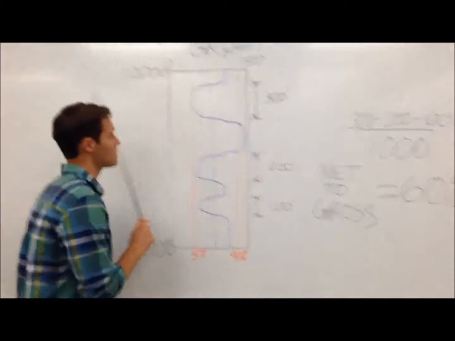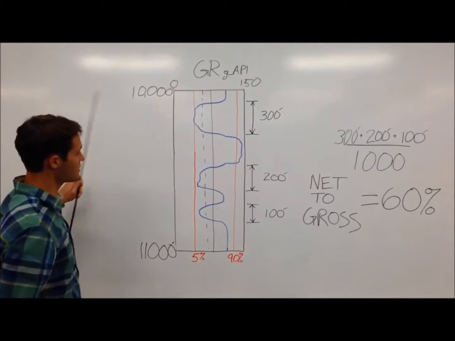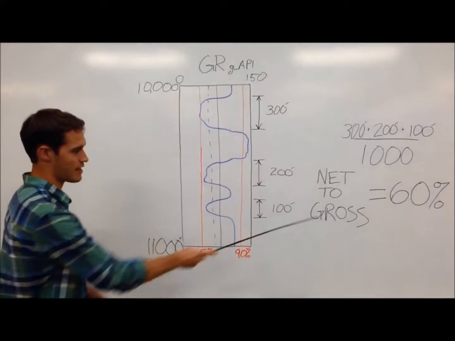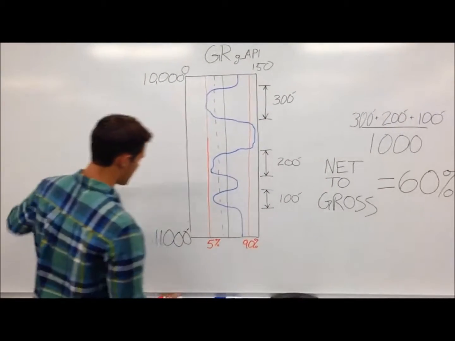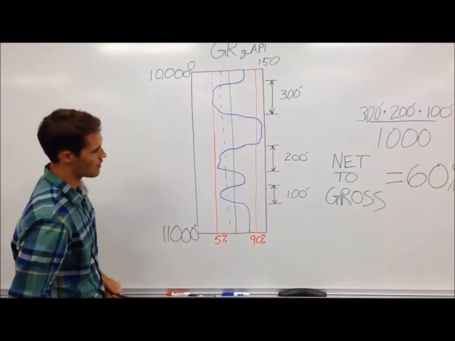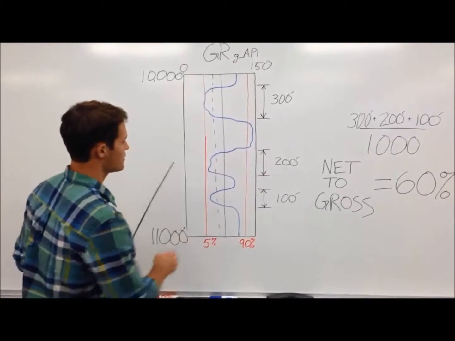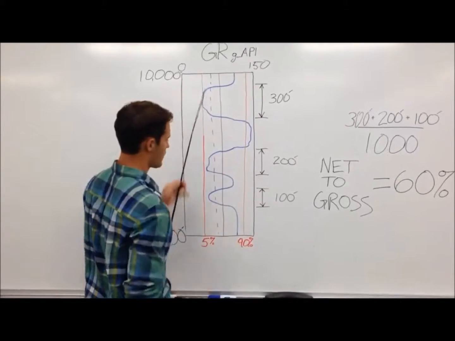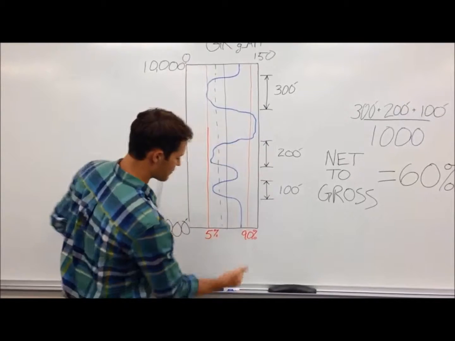Thank you there, chat. So today we are going to be looking at our gamma ray log, and basically what we're going to be taking a look at is our net to gross. So what we have here with the log is we have 1,000 feet that we are going to calculate our net to gross with. So what we're going to do is we're going to look at our log. We've got our clean over here. We have our 90% over here.